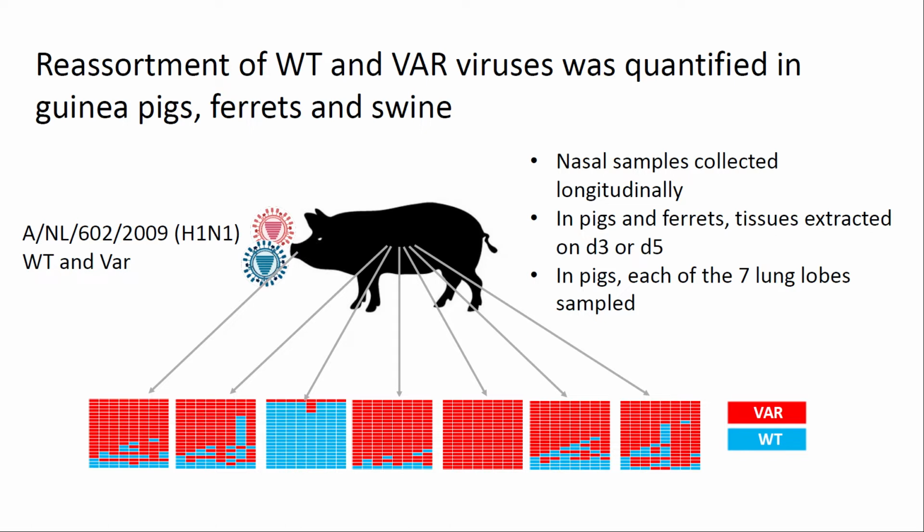From the ferrets, it was a nasal turbinate sample and then a single lung sample. And from the pigs, we did more in-depth sampling to give us greater spatial resolution. So as shown here in the picture, from the pigs, we had a nasal sample and then a sample from each of the 7 lung lobes to evaluate.